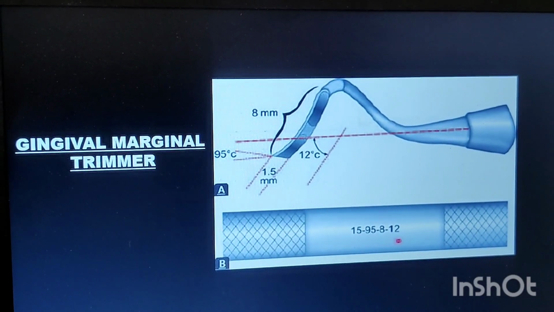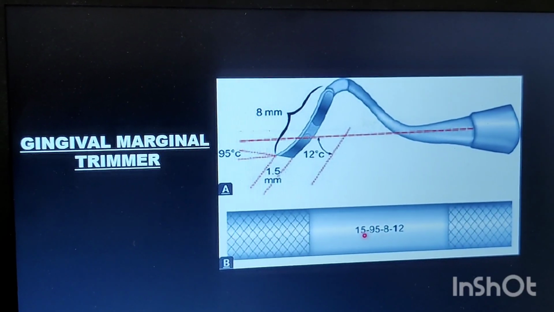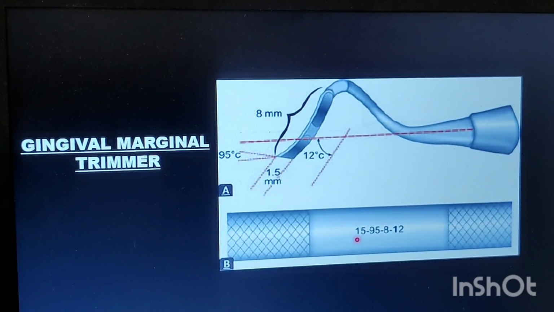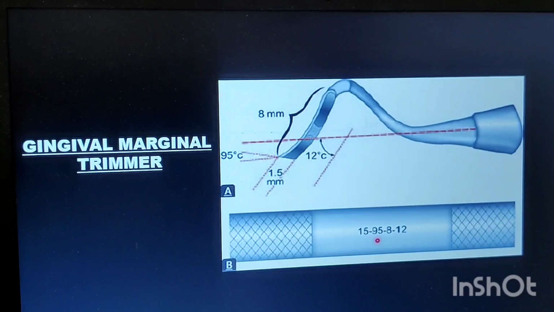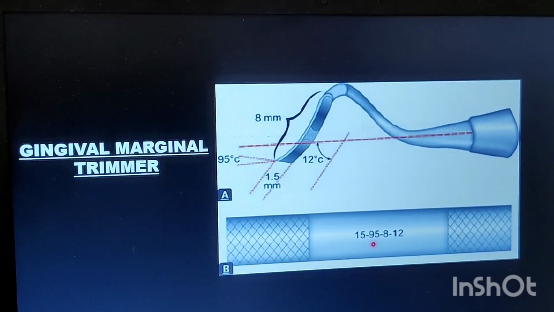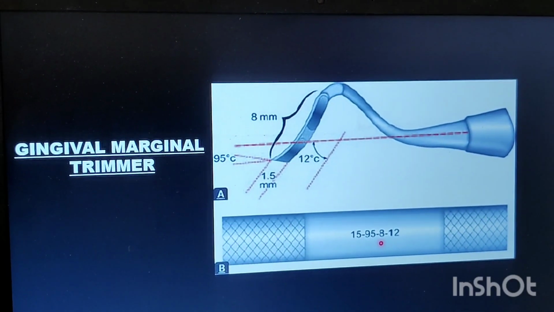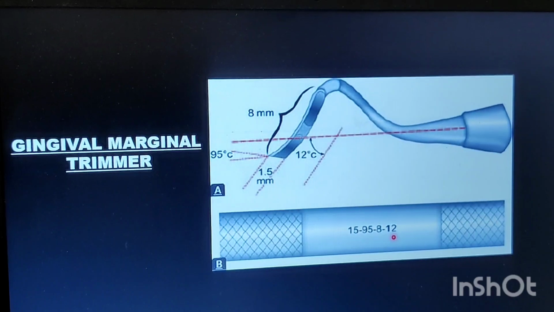Let me explain what these numbers are all about. The first unit represents the blade width. The second unit is the primary cutting edge. The third unit is blade length. And the fourth unit is blade angle.